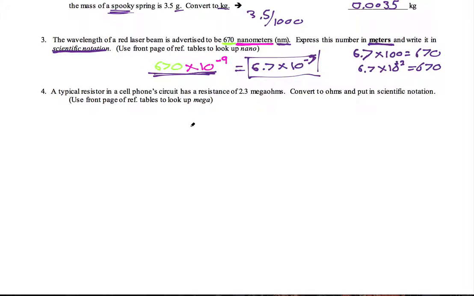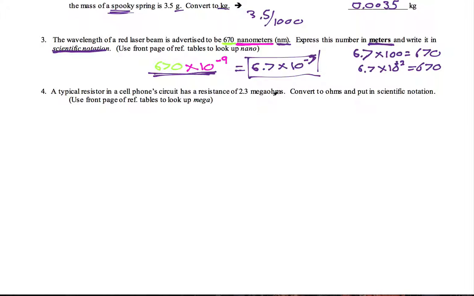Alright, last one. So a typical resistor in a cell phone circuit has a resistance of 2.3 megaohms. Don't worry if you don't know what an ohm is at this point. It's a unit of electrical resistance. We'll get into that later. Convert to ohms and put in scientific notation.